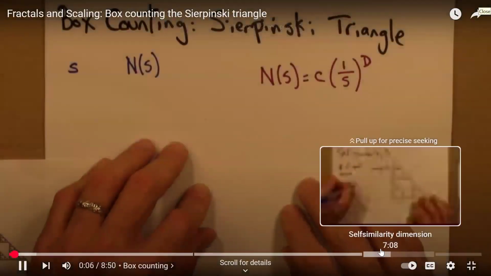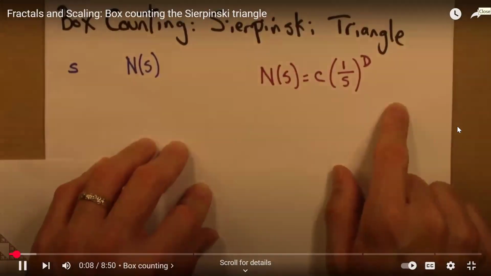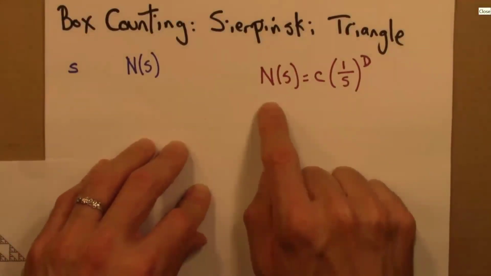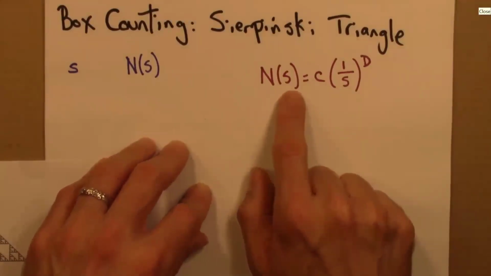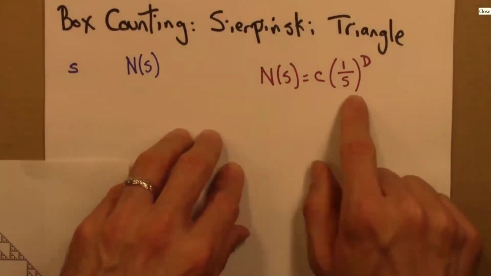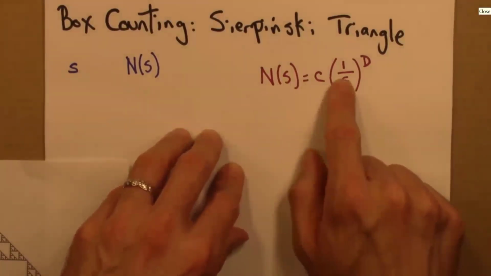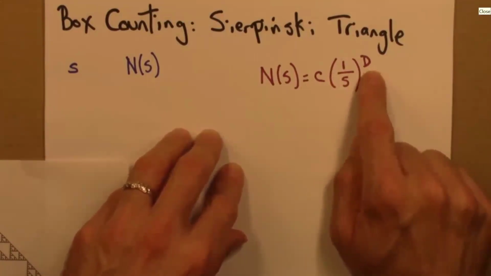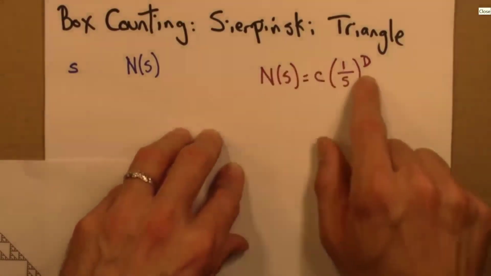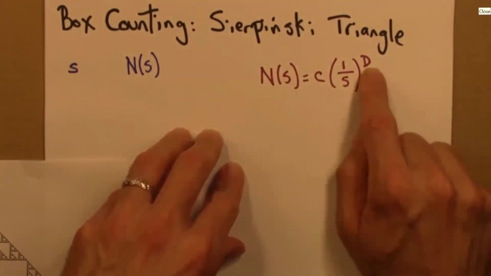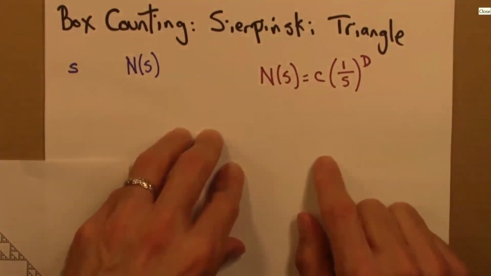To the previous video by suggesting the following relationship between N of S and S. N of S is the number of boxes of side S we need to cover an object. And that will be given by this expression, D. C is the constant, 1 over S to the power D. So let's do box counting for this triangle, calculate this dimension, and we'll compare that to the self-similarity.